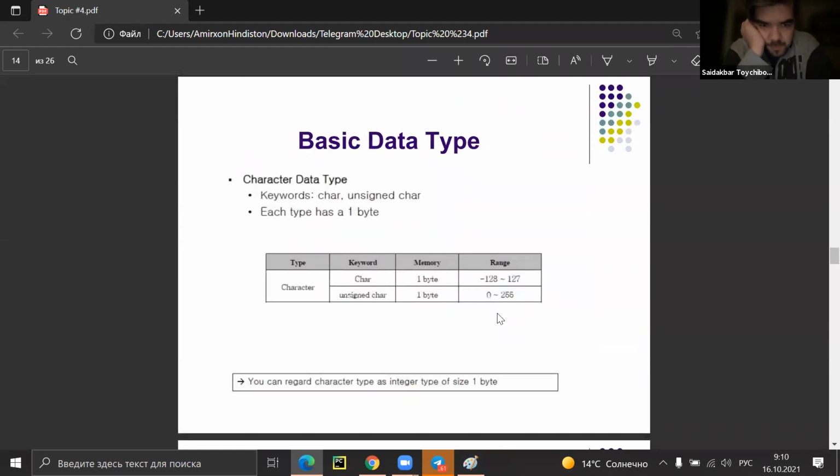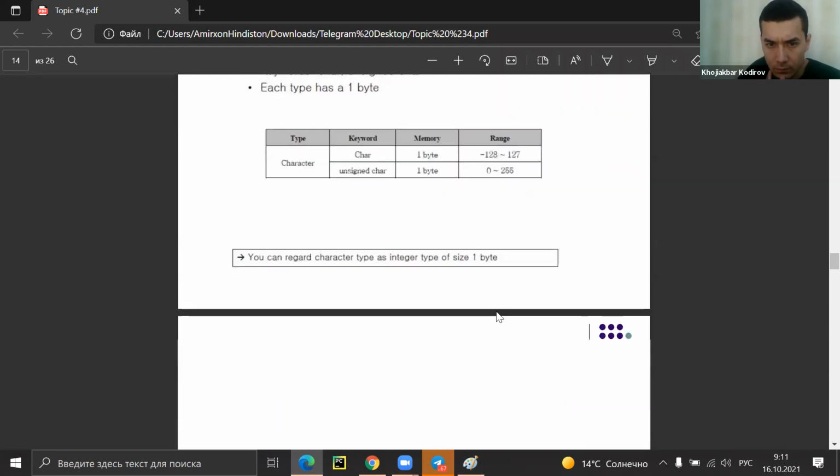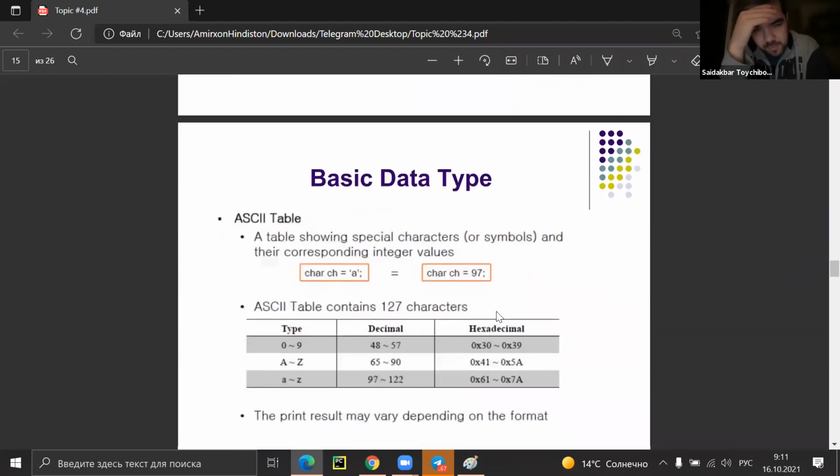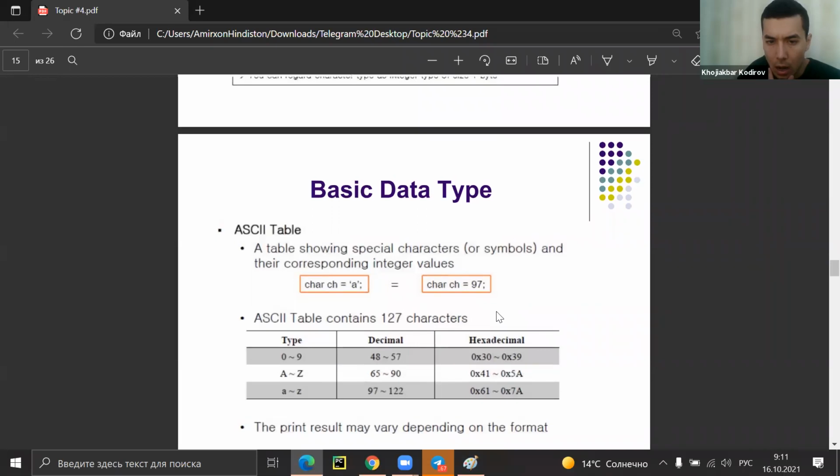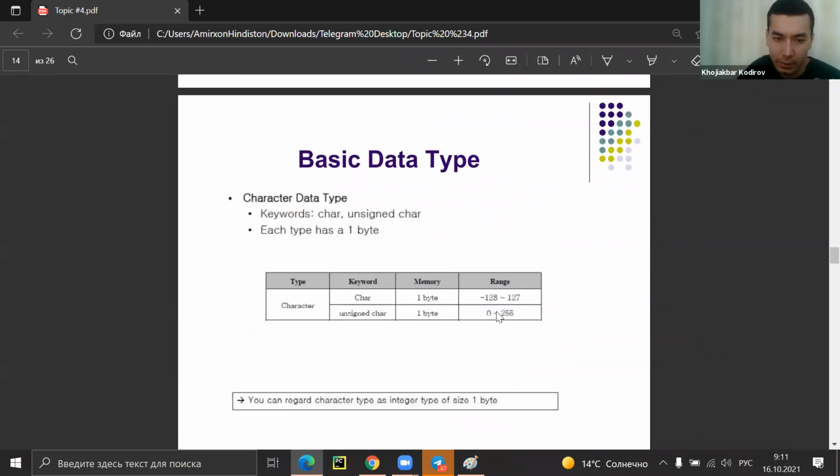Then the next data type is character. The character data type's memory allocation is only 1 byte. It's also divided into two parts, character and unsigned character. The range of a character is from minus 128 till 128. The unsigned character range is from 0 to 256. What do you mean by unsigned character? I will explain it in the next slides.